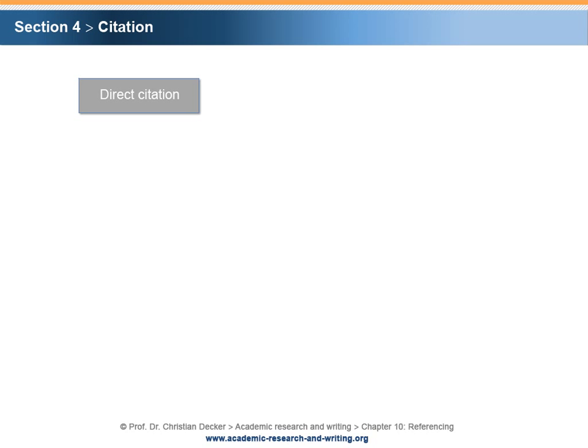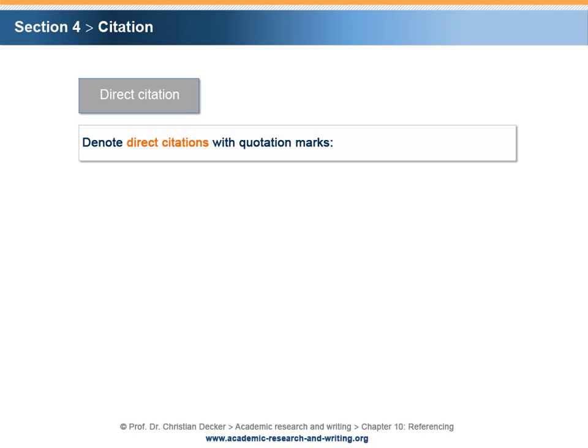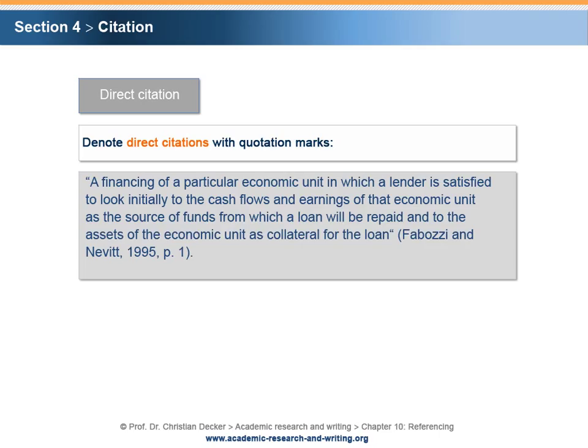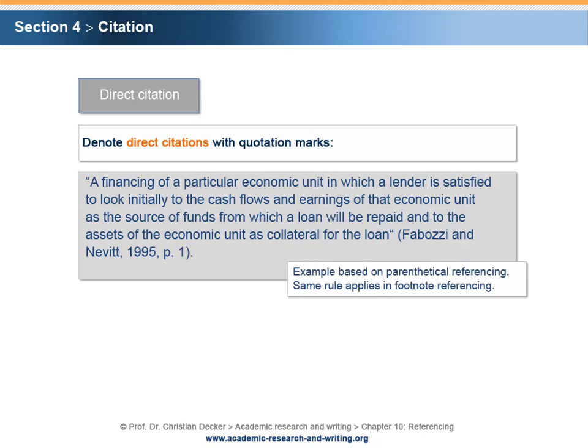Direct citations have to be denoted with quotation marks. This is demonstrated in the following example. This example of a direct citation is based on parenthetical referencing. The same rule applies in footnote referencing. The details of parenthetical and footnote referencing will be discussed in Units 4 and 5.